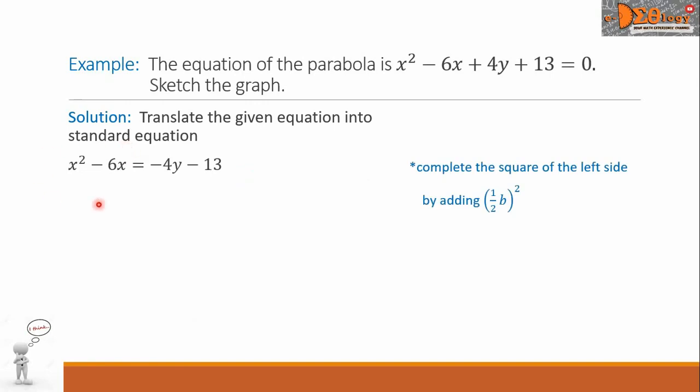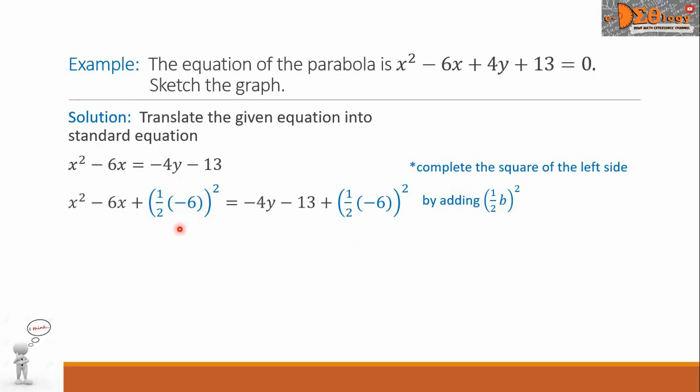We are going to complete the square of the left side by adding this value, 1/2 b, and this quantity is squared. Take note that this b here is the coefficient of x, and that is negative 6. So we will have here x squared minus 6x plus 1/2 of negative 6, and this must be squared. Since this value is added on the left side, we need to add the same value on the right side. So here we go.